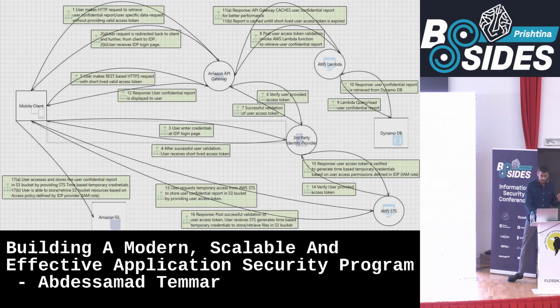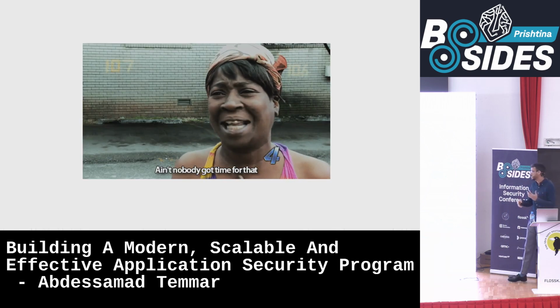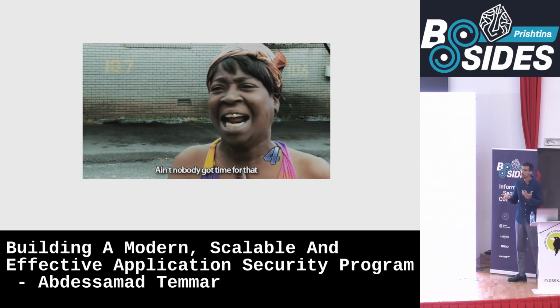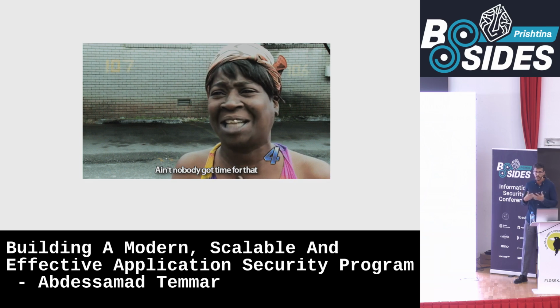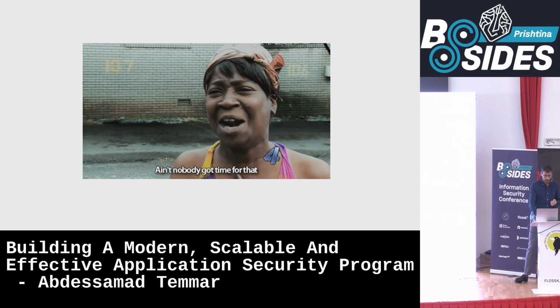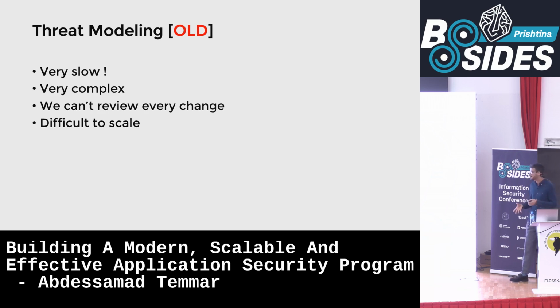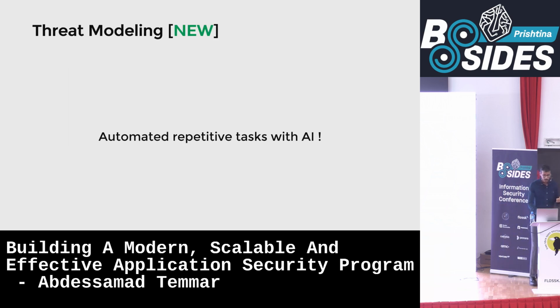And I guess we all agree that this is a painful task, especially when you are working in a team with a huge workload. It's very slow, it's very rote. There is no better way to make security the worst part of someone's job. And it's very complex. We cannot use this kind of approach to review every change, and it's difficult to scale. And that's why we now have a new approach that tries to leverage AI and LLMs in order to at least automate the repetitive tasks.